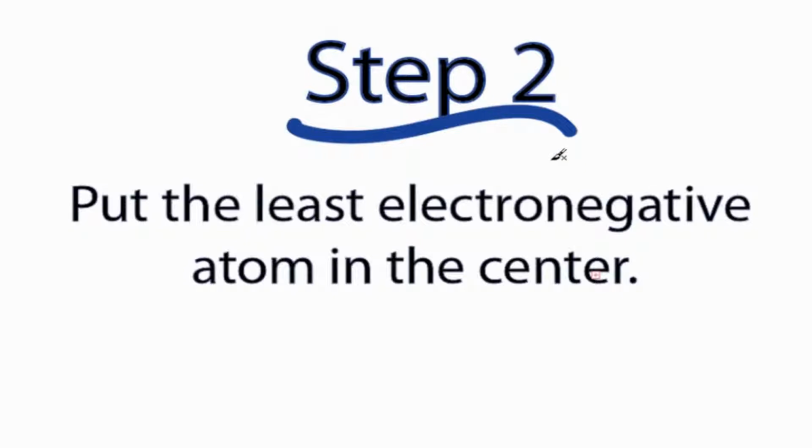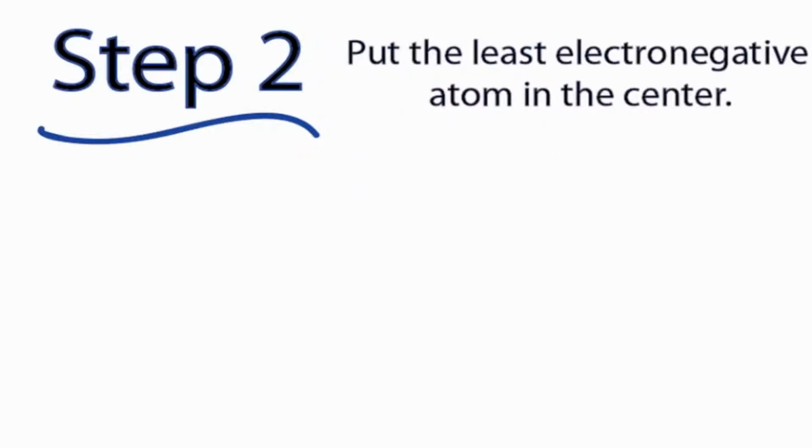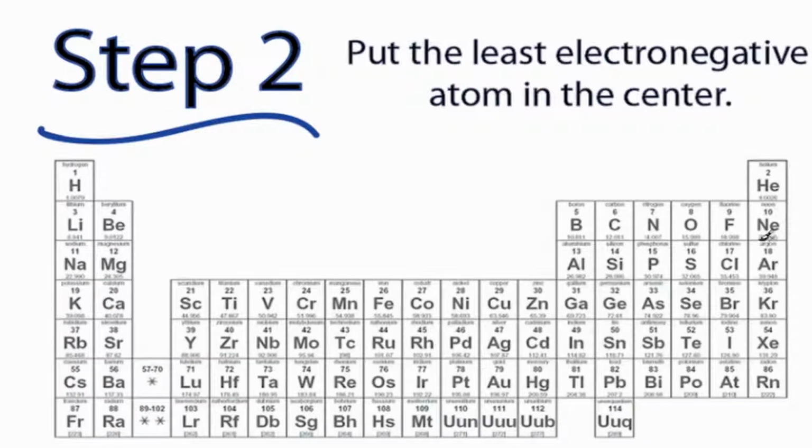Step 2. Put the least electronegative atom in the center. So how do you know it's the least electronegative atom? Just remember that fluorine is the most electronegative, followed by oxygen. So as you move away from fluorine and oxygen, atoms become less electronegative. That means those atoms will go at the center. Let's see how it works.